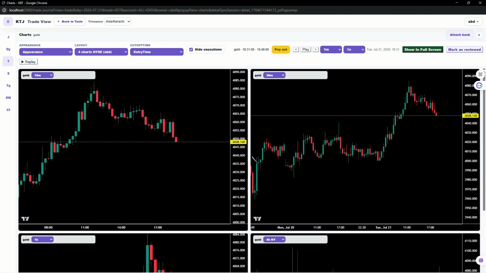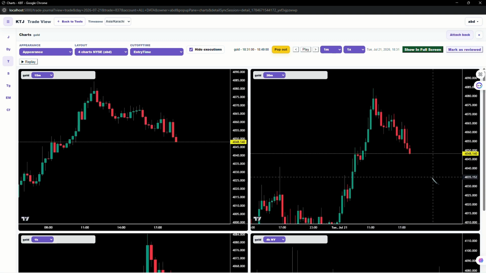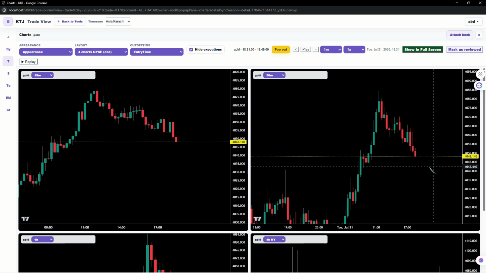Let's look at it on the 30-minute time frame. So basically this was our 30-minute time frame, and on the 30-minute time frame the market closed below this point, and we were looking for a breakout below this. So when the market closed below this point, we were placing our entry right here and stops right here.